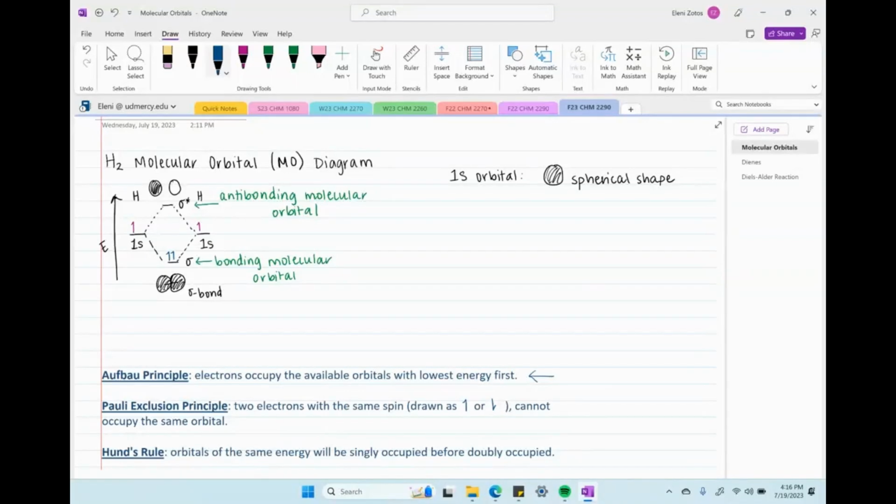So in the molecular orbital for H2, for dihydrogen, one of the electrons is shown as spin up and the other as spin down. So we have two electrons in the sigma bonding molecular orbital. One has spin up, one has spin down. Hund's rule doesn't really apply here, but we will get to an example where we need to look at Hund's rule.